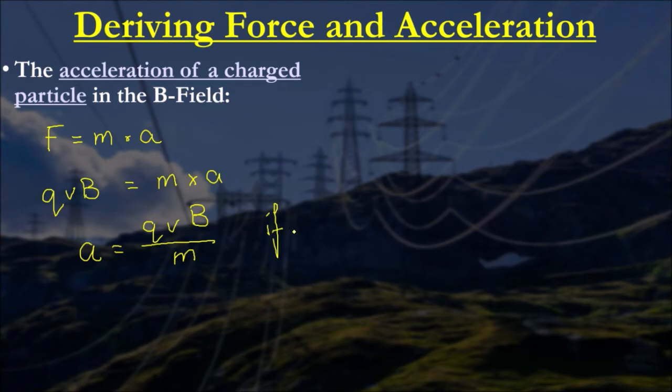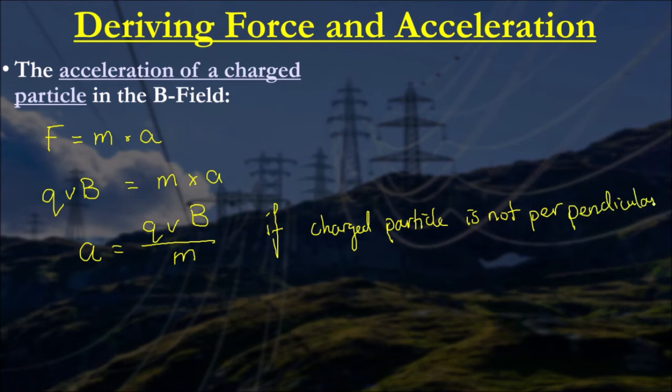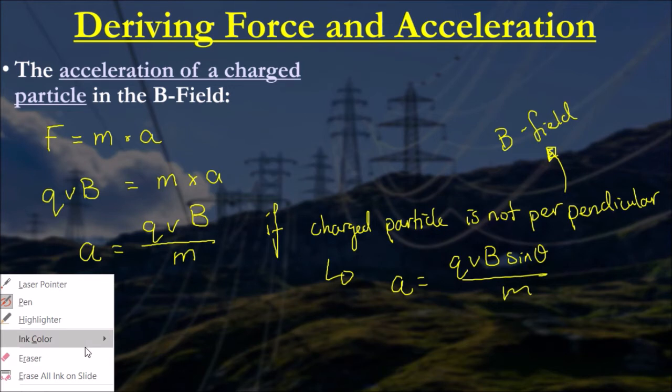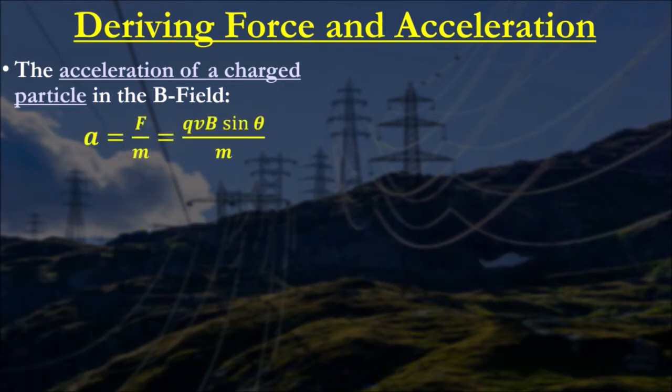Now, if the charged particle is not perpendicular to the B field, or the magnetic field, then again, we could just rewrite this as qvB sine theta over m. So we can rewrite the formula like this, and that would give us a formula to express the acceleration a charged particle experiences in a magnetic field. So I'll clear that out, and I'll show you the formula. That's what we came up with.